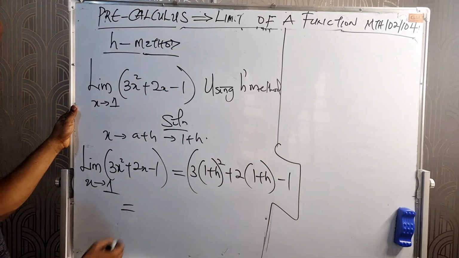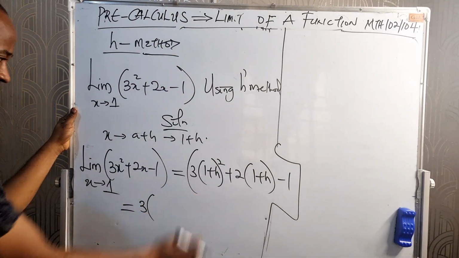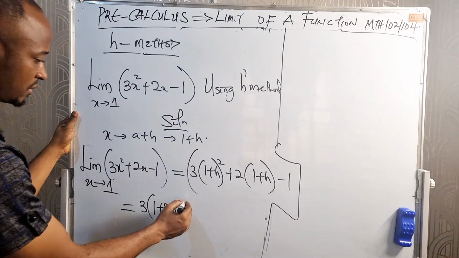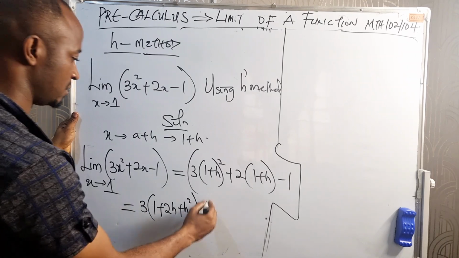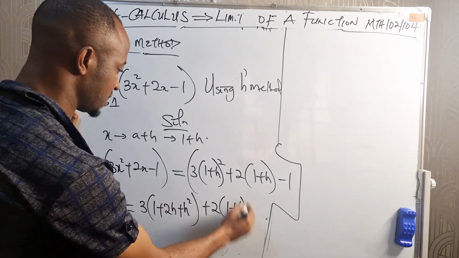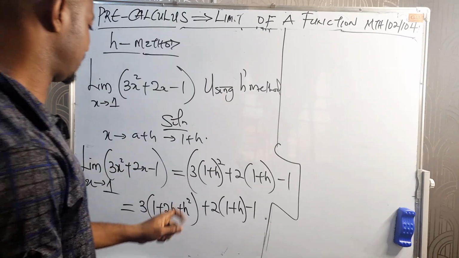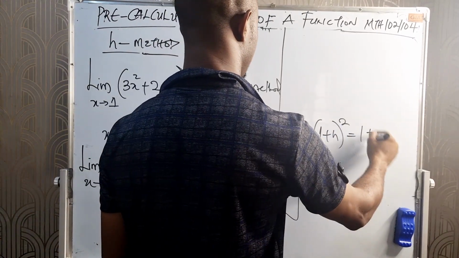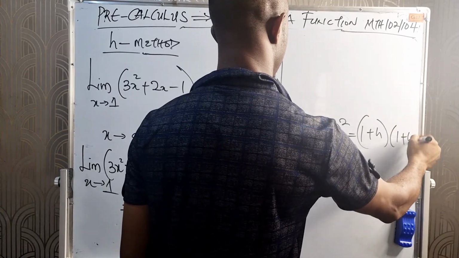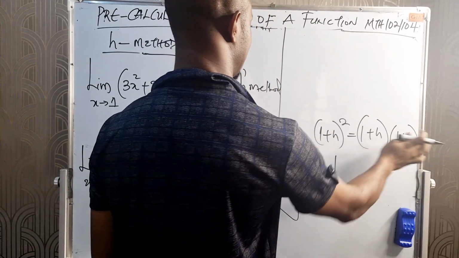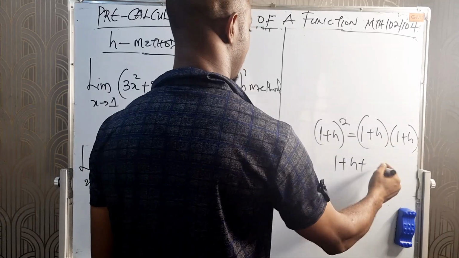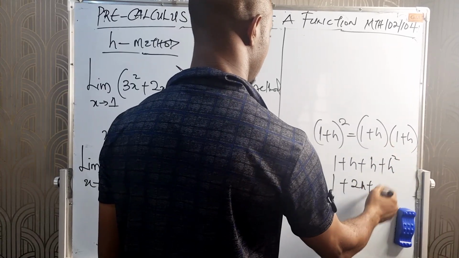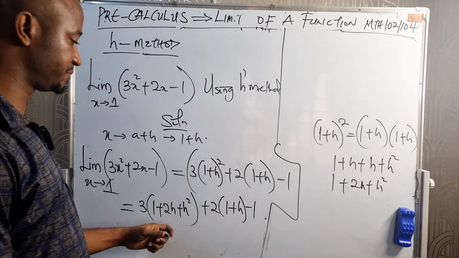Okay, so let's finish up this. This will give us 3 in brackets. The expansion for this should be 1 plus 2h plus h squared plus 2 times 1 plus h minus 1. Let's verify this. 1 plus h all squared, which is 1 plus h, 1 plus h. 1 times 1 is 1, 1 times h is h, h times 1 is h, h times h is h squared. So we have 1 plus 2h plus h squared, right? Which is what we have here.